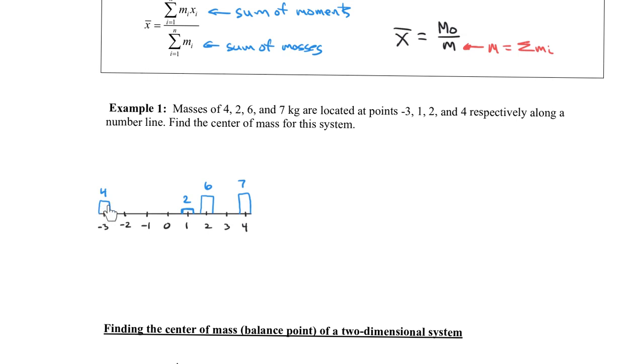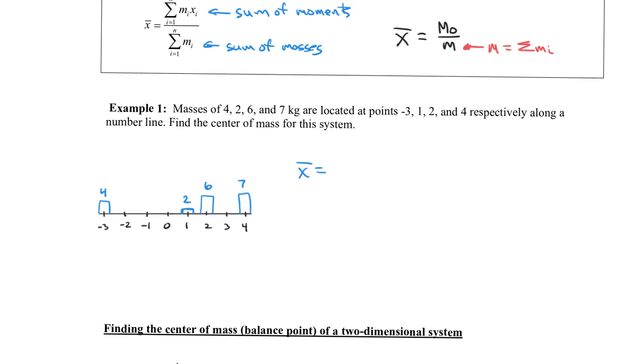It's got these masses of 4, 2, 6, and 7 kilograms located along this number line. We want to find the center of mass for the system. In other words, if you could put a little balance point somewhere along this number line where this thing would be in perfect balance, where would it be? To find it, we can use our formula from above. We need to find the sum of the moments. Looking at the formula up here, it is going to be m1 times x1 plus m2 times x2 and so on and so forth all the way through.